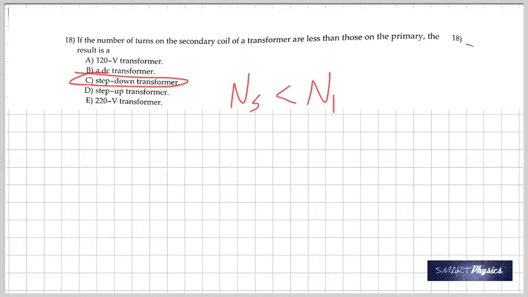And this is an easier one because it says if the number of turns in the secondary is less than that in the primary, then surely it is a step-down transformer. If it's step up, then it's going to be greater number of turns in the secondary than in the primary.